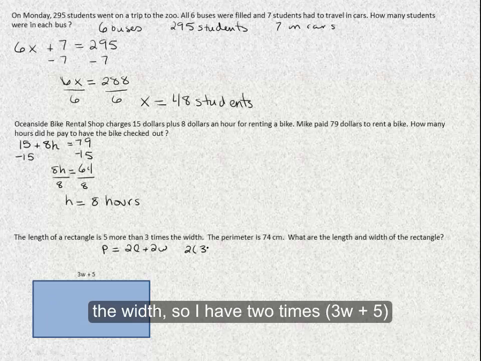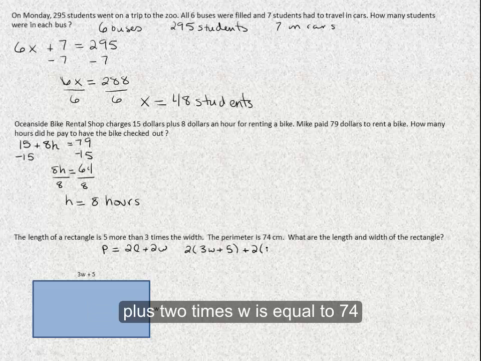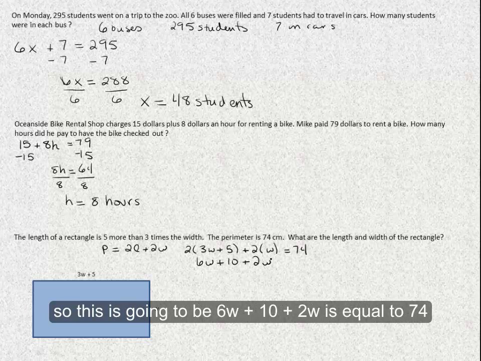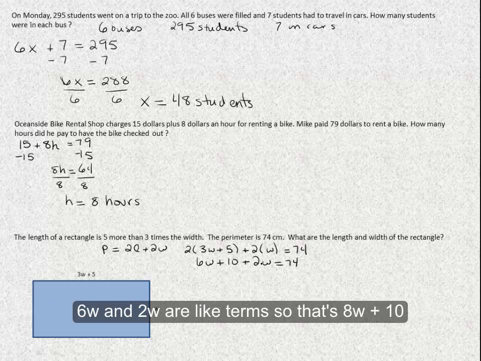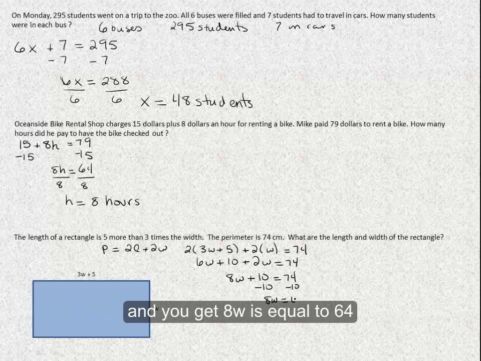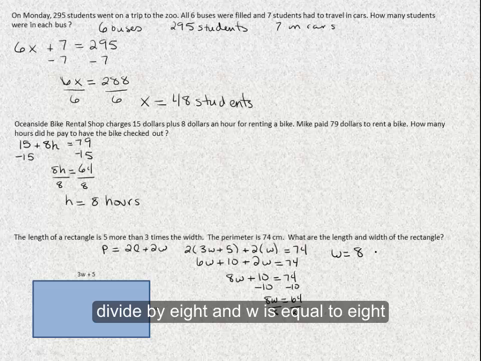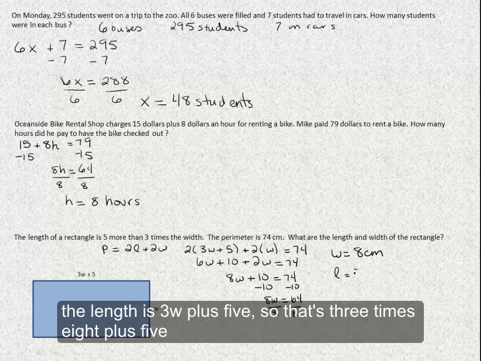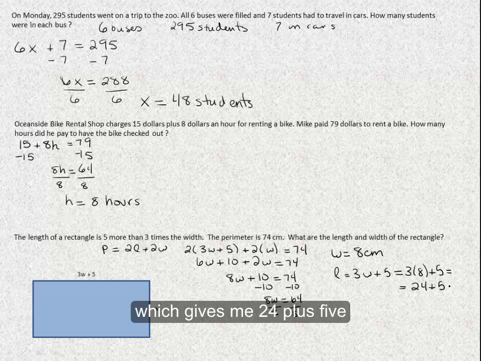So I have 2 times (3W plus 5) plus 2 times W is equal to 74. So this is going to be 6W plus 10 plus 2W is equal to 74. 6W and 2W are like terms, so that's 8W plus 10 is equal to 74. Subtract 10 from both sides, and you get 8W is equal to 64. Divide by 8, and W is equal to 8 centimeters. The length is 3W plus 5, so that's 3 times 8 plus 5, which gives me 24 plus 5, which gives me 29 centimeters.